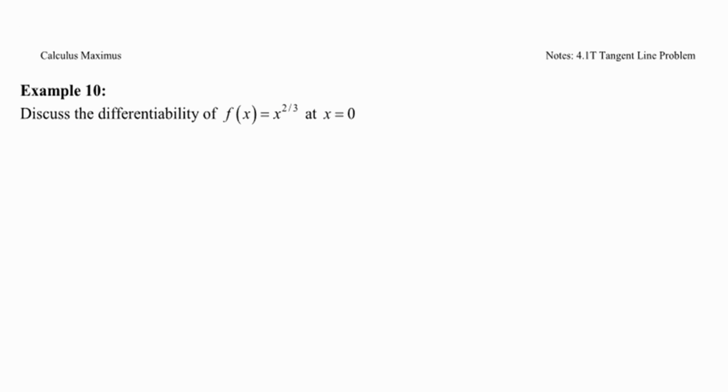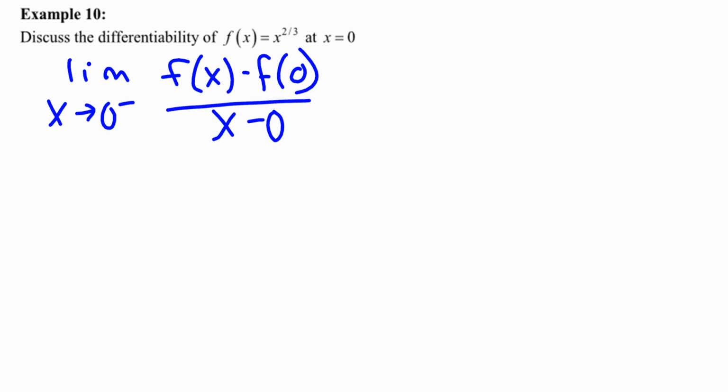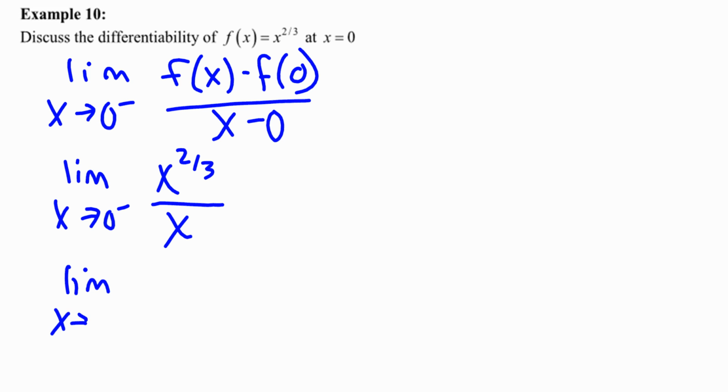Now, this will be one of our last problems for today. Discuss the differentiability of that function. All right, so we have the limit as x approaches 0 from the left. Doesn't matter if we do the left or the right first. Okay, just to rewrite this so we have it. So we have the limit as x approaches 0 from the left of x to the 2/3 minus 0 over x minus 0. So that's x to the 2/3 over x to the 1st, which will be x to the negative 1/3, or 1 over x to the 1/3.